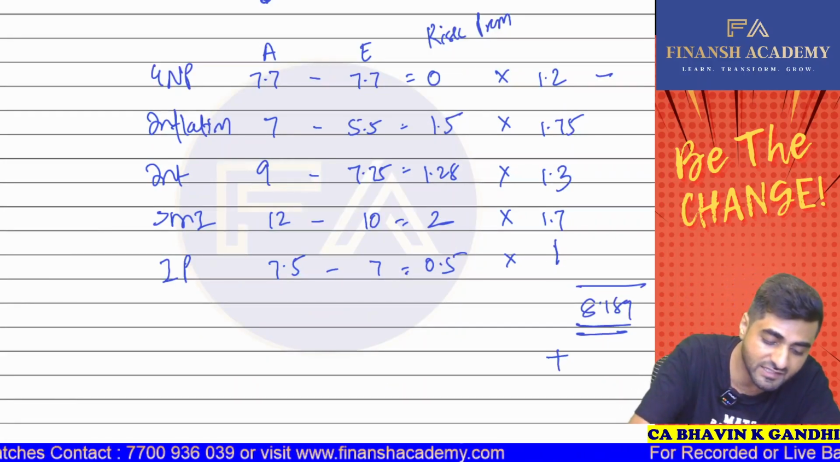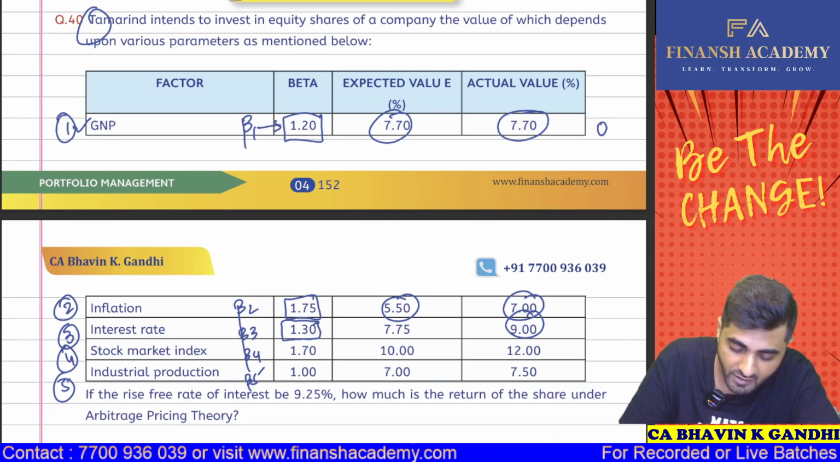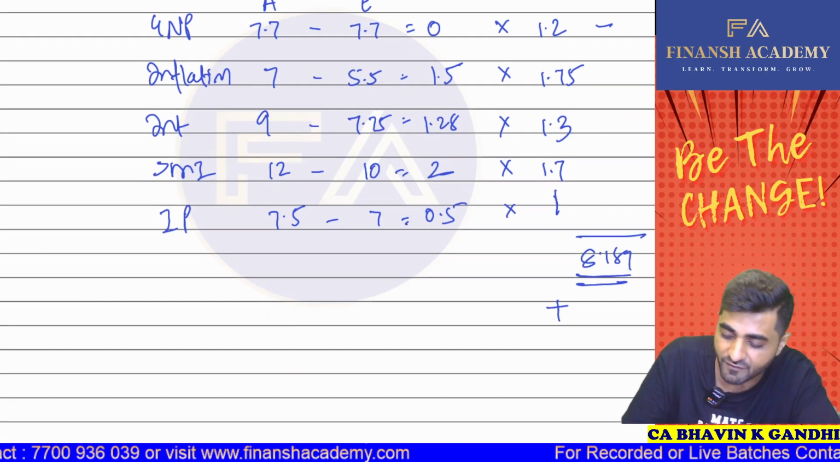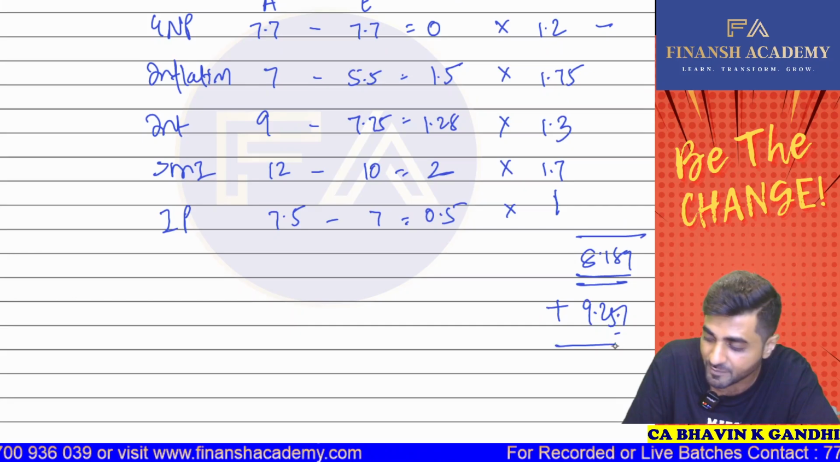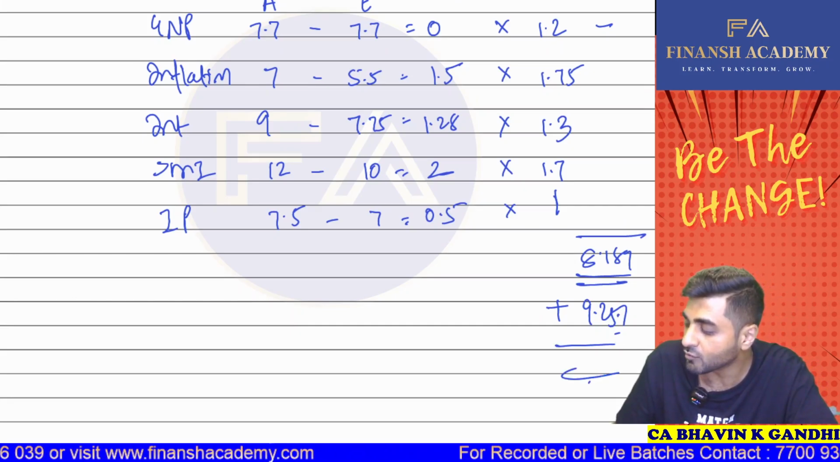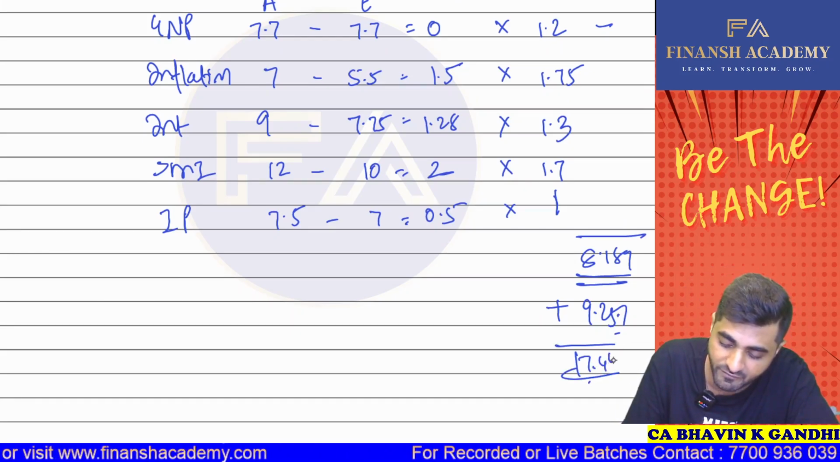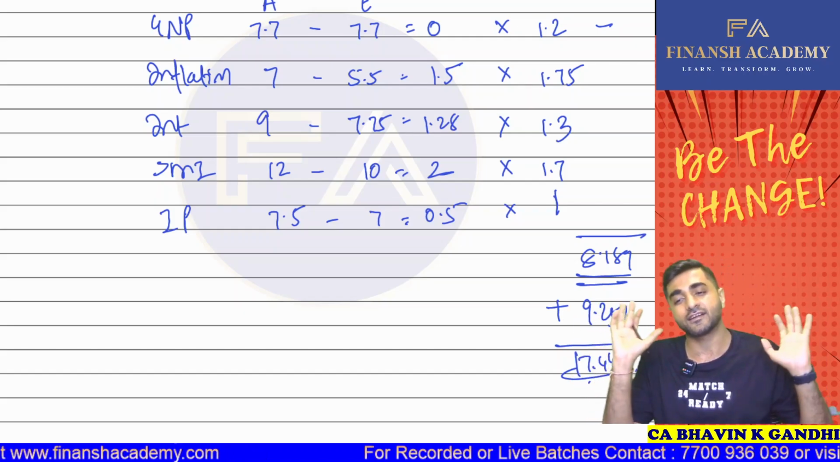To this, I need to add the risk-free rate. What's the risk-free rate? It is 9.25. So if I add the risk-free rate of 9.25%, then I will be getting 17.44%, the expected return from the security.